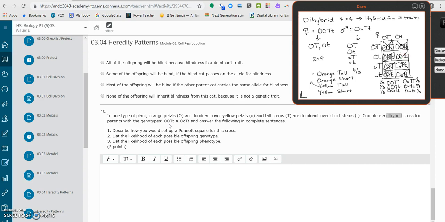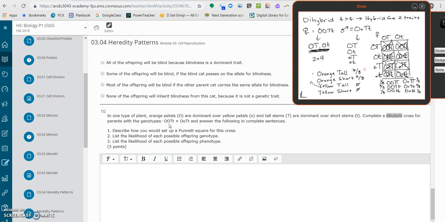Which leaves us with orange and short. So I've got 1, 2, that's all I have. So 2 out of 8, I could be orange and short. So only 25% chance of being orange and short. Notice how there is absolutely no chance of being yellow and tall, and no chance of being yellow and short. It has to do with this parent only donating a dominant allele. She is not a hybrid, she's a true breeder. So no matter what, she's going to donate that dominant allele, therefore her offspring will show that phenotype.